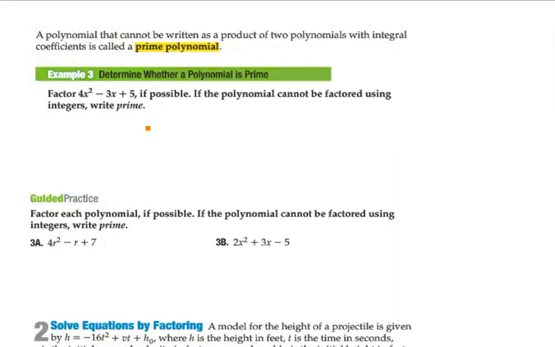And that's what I'm going to put here. Graph the function. Okay. If graph does not cross x-axis, it is a prime polynomial. Why can I not write that? It is a prime polynomial.